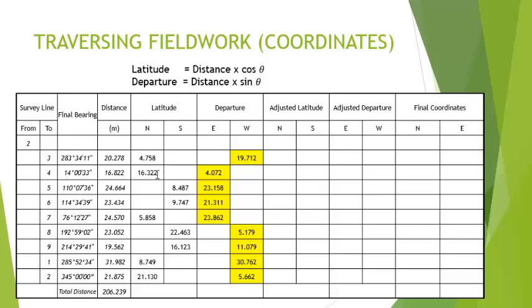Actually, some booking forms don't have north, south, east, west columns like this form. Some booking forms simply have only one column, latitude. Then you need to understand that north is always positive and south there is a negative sign in front of the value. Similarly here in departure, east is always positive and west there is a negative sign in front of this value.